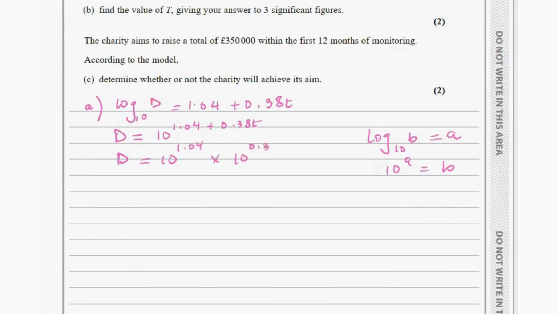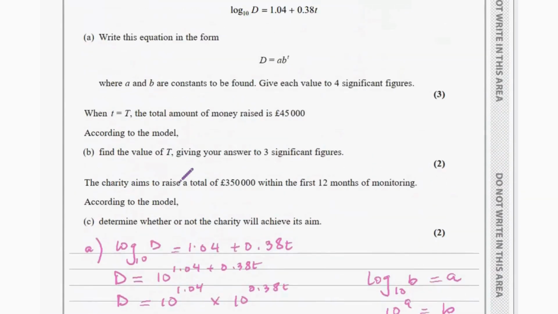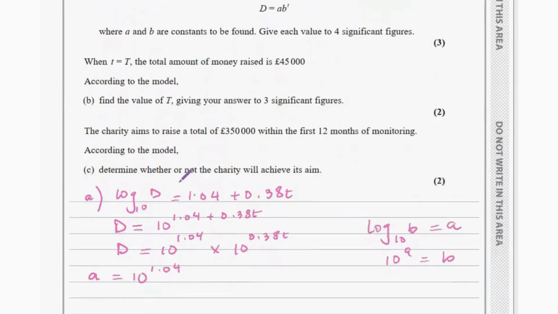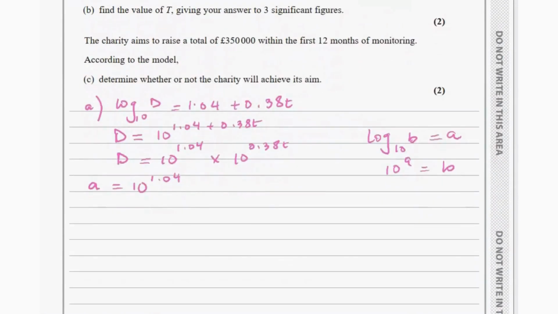power of 0.38t. If you remember from your IGCSE, one of the rules of indices is that when we're multiplying similar bases, we add the powers. So now we're splitting the base into 2 bases, which are being multiplied, and the powers are separate now. Which means A is going to be 10 to the power of 1.04, because if we go back to the question, it's A times B to the power of T. So A is 10 to the power of 1.04 and B is going to be 10 to the power of 0.38. So this is your value of A and B.